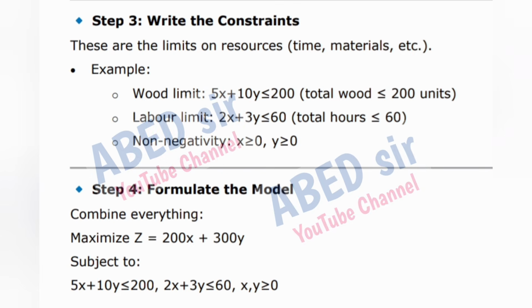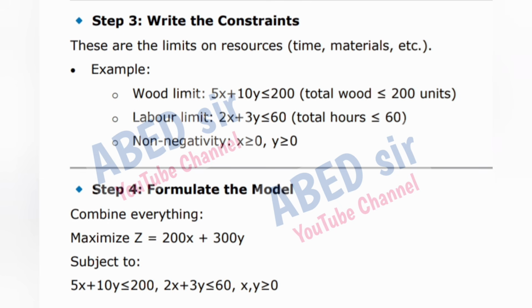Step 3. Write the constraints. These are the limits on resources, time, materials, etc. Example: wood limit 5x plus 10y less than or equal to 200, total wood less than or equal to 200 units. Labor limit 2x plus 3y less than or equal to 60, total hours less than or equal to 60. Non-negativity. X greater than or equal to 0, y greater than or equal to 0.